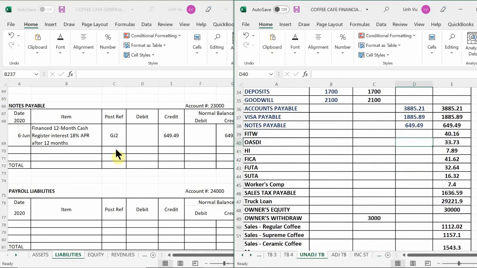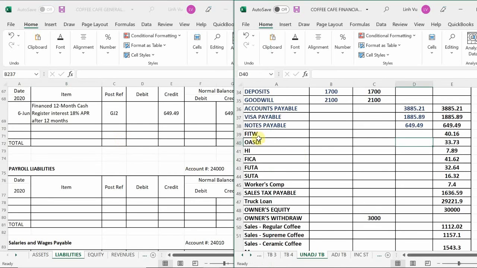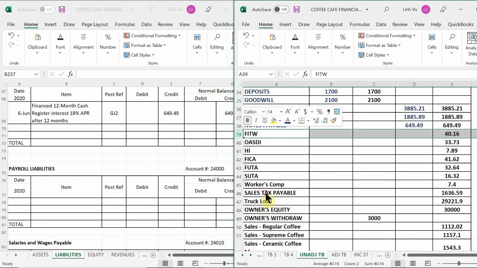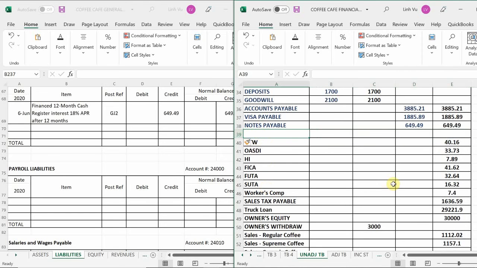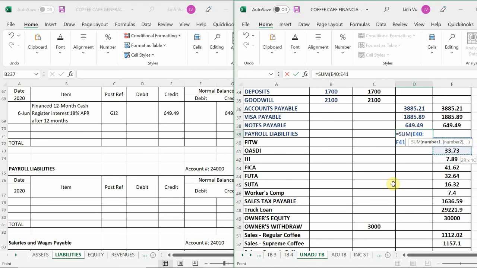Okay. So then I have payroll liabilities. Payroll liabilities is going to be all of these things that have to do with payroll. So I'm going to insert, okay, and call this payroll liabilities. And my payroll liabilities is going to consist of my FITW, OASDI, HI, FICA, FUTA, SUTA, and workers' comp.